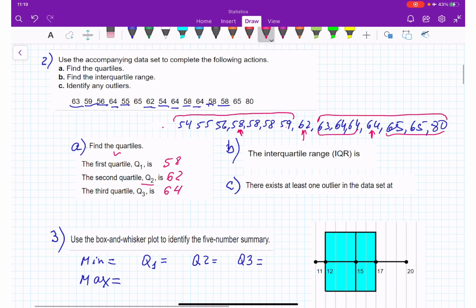Okay, B, interquartile range. We need to find the interquartile range. Interquartile range is Q2 minus Q1, which is going to be, Q3, I'm sorry. It's going to be Q3 minus Q1. It's going to be 64 minus 58. And the result is going to be 6.